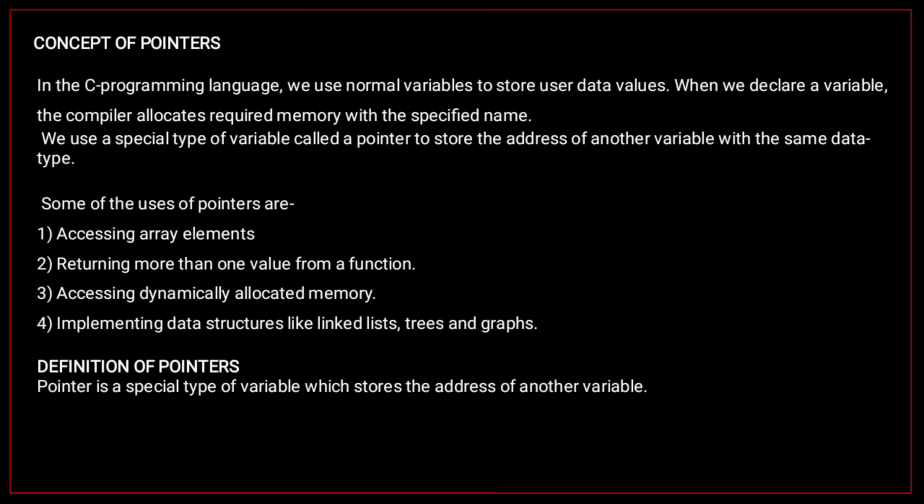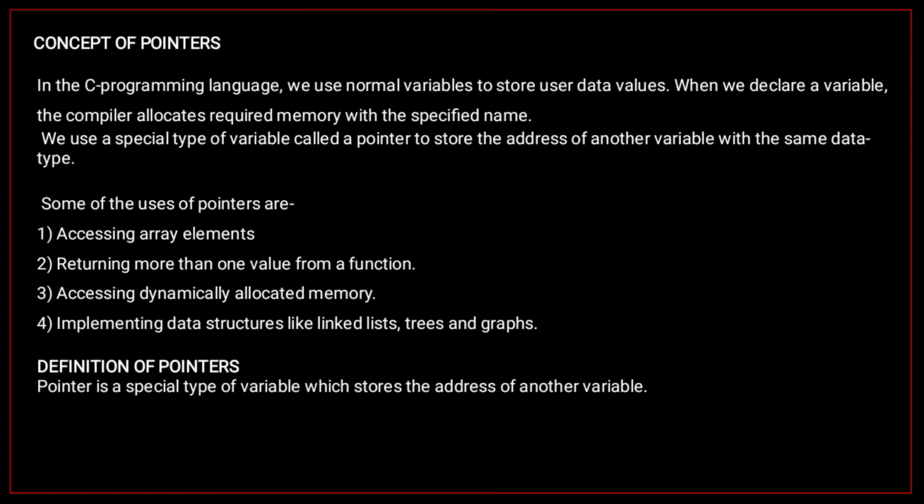In the C programming language, we use normal variables to store user data values. When we declare a variable, the compiler allocates required memory with the specified name. In the C programming language, every variable has a name, data type, value, storage class, and address. We use a special type of variable called a pointer to store the address of another variable with the same data type.